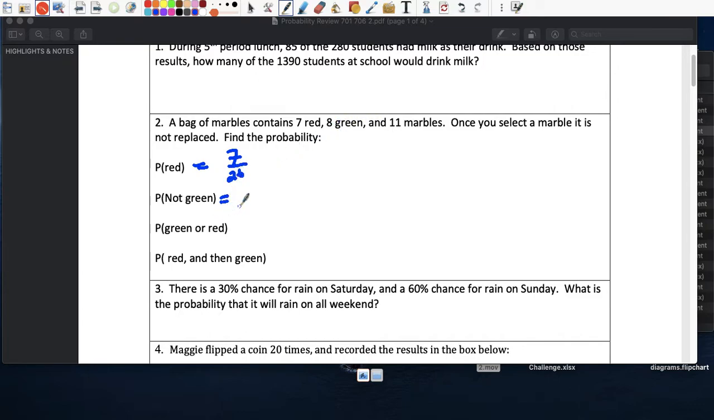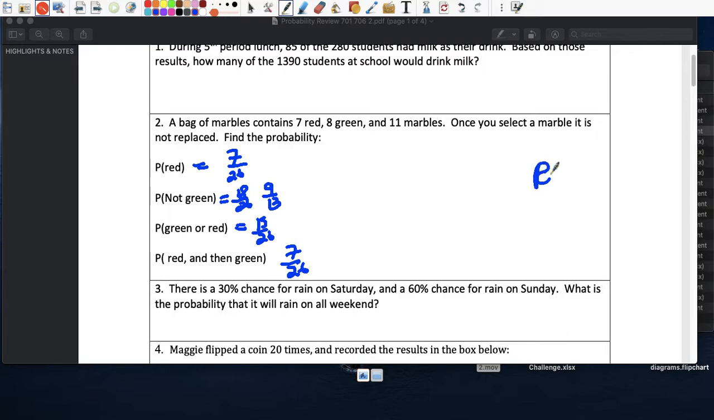Probability of not green would be the red and the 11, so 18 out of 26, which is 9 out of 13. Green or red, so if you take a green or a red, you win. So it's 15 out of 26. And then what's the probability of getting a red? The probability of getting red is 7 out of 26.